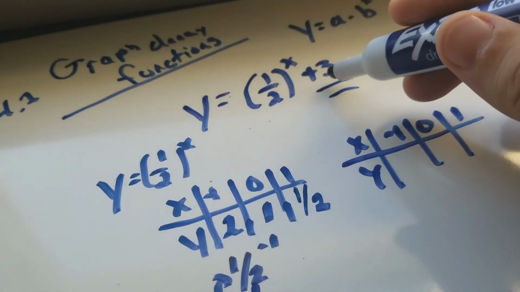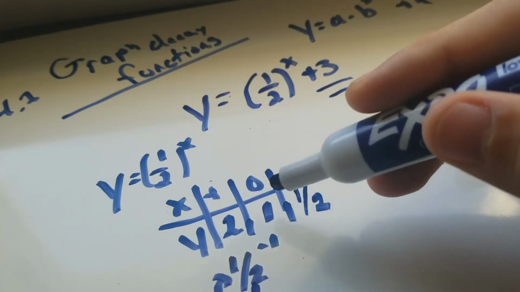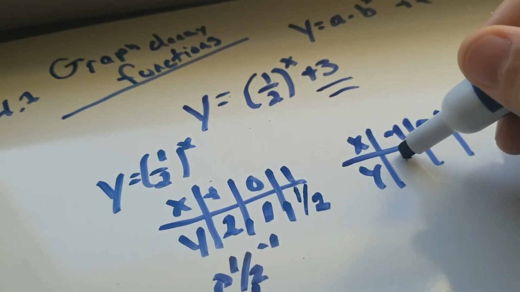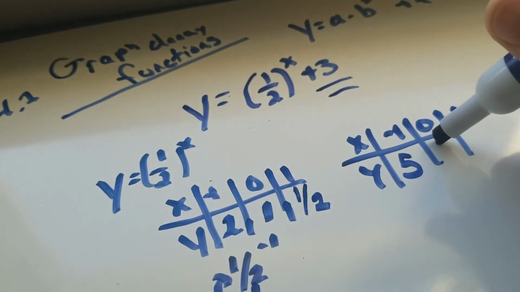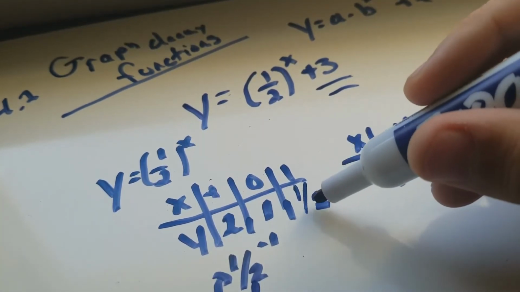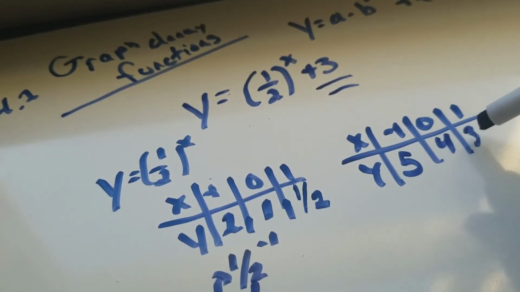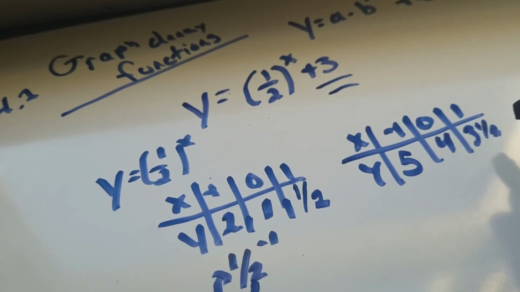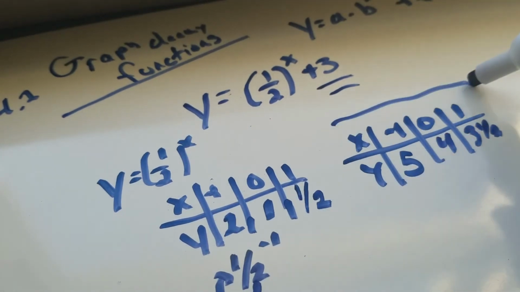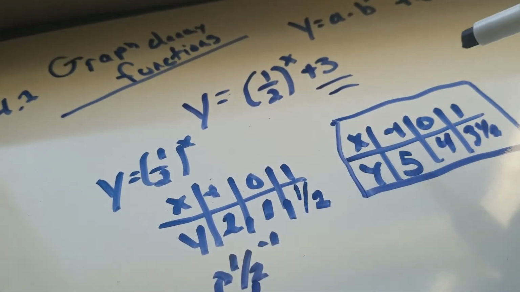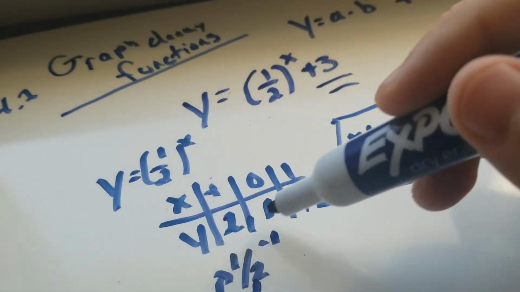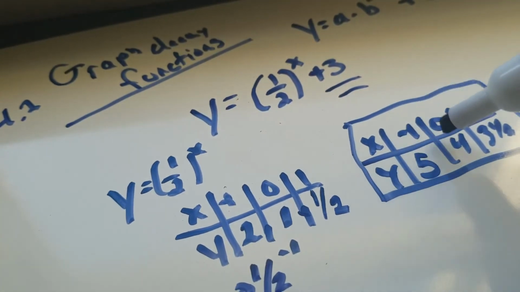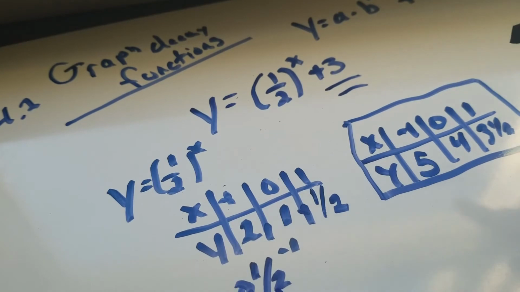Now the y's are going to get plus 3'd. So 2 plus 3 is going to be 5. 1 plus 3 is going to be 4. And 3 plus 1/2 is 3.5. If you want it as a decimal, it's 3.5. So this right here is your correct answer. Horizontal and vertical shifts are not that scary. You got to find the base first, then add the shifts to it.